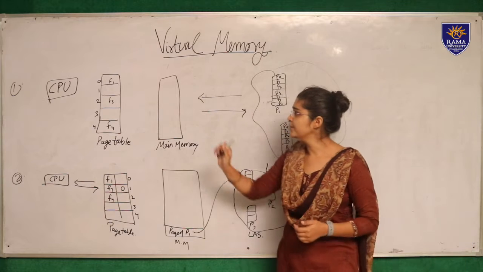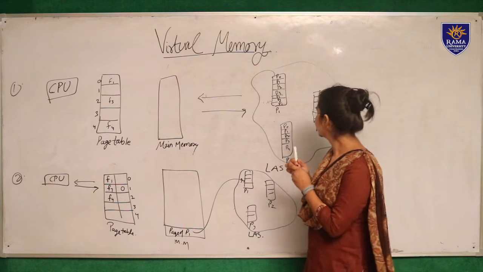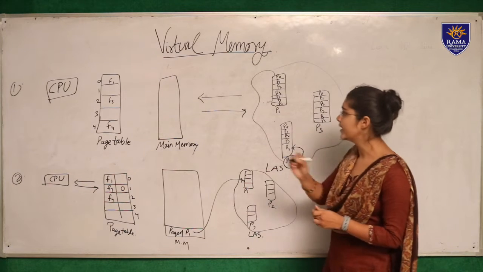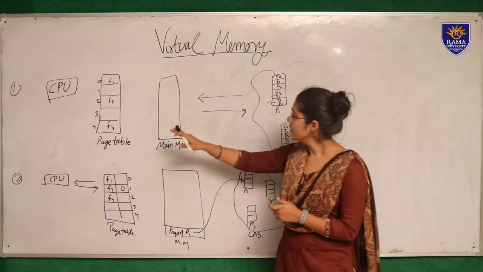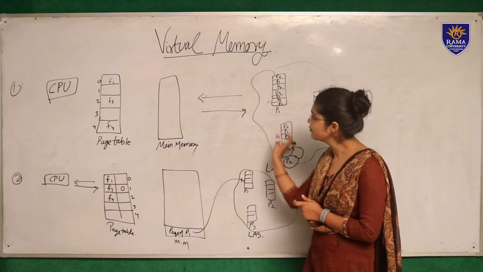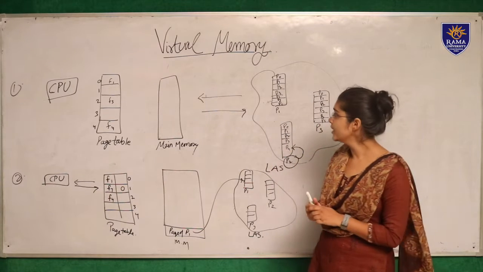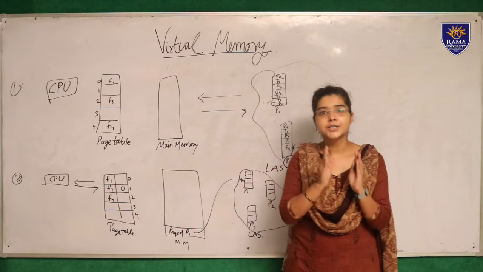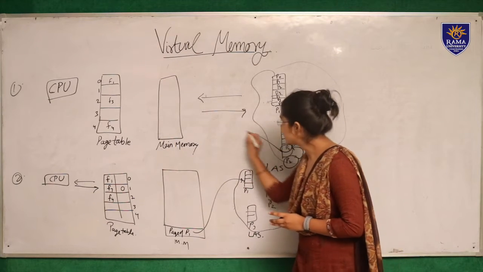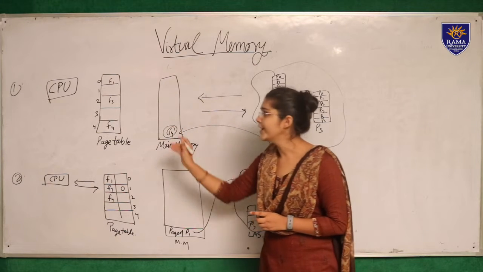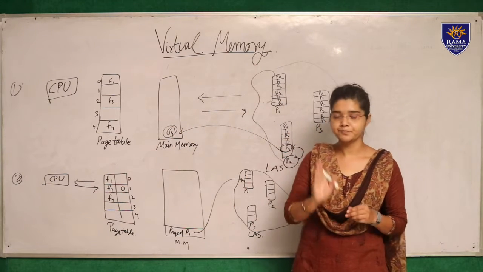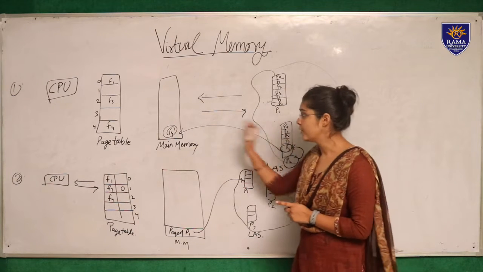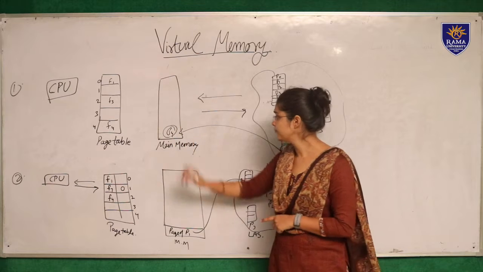Suppose the CPU demands process P2, page number 4. Then we will provide that particular page number to the CPU. But keep in mind, we never put the full process P2 into main memory. We are putting only that particular page number into main memory, and after that it will be provided to the CPU. That is the basic concept: we are not filling the full process, we are only putting the page.